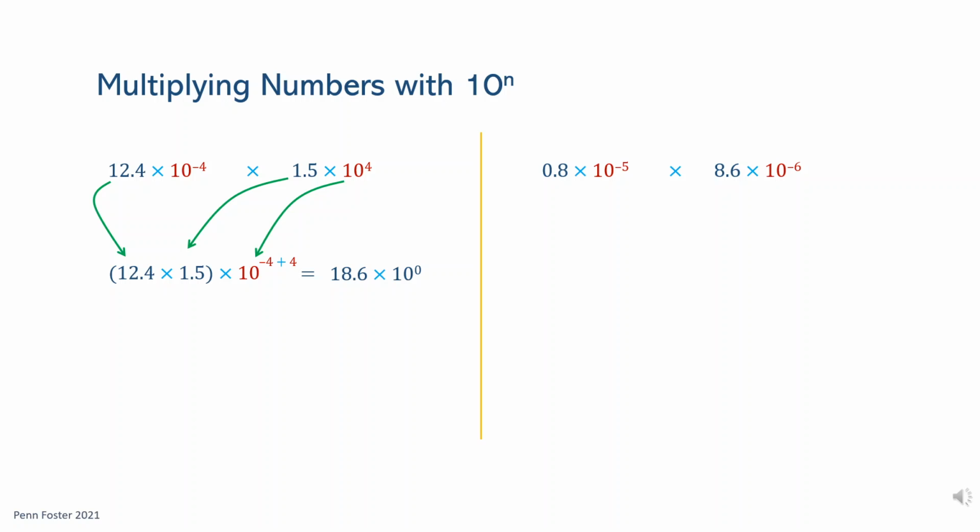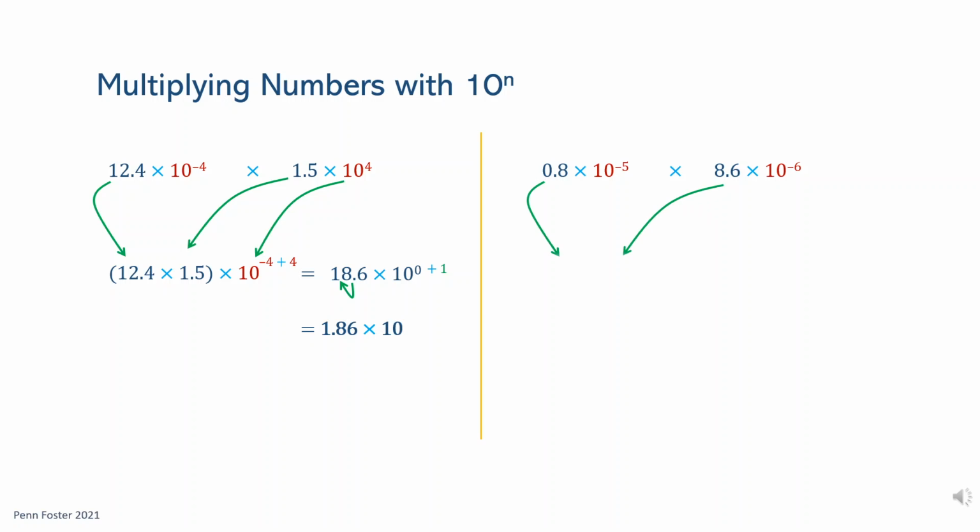Change this answer to scientific notation by shifting the decimal point to the left once and adding 1 to the power of 10. The final product is 1.86 times 10 to 1, or times 10. Now let's do the problem on the right. 0.8 times 10 to negative 5 times 8.6 times 10 to negative 6.